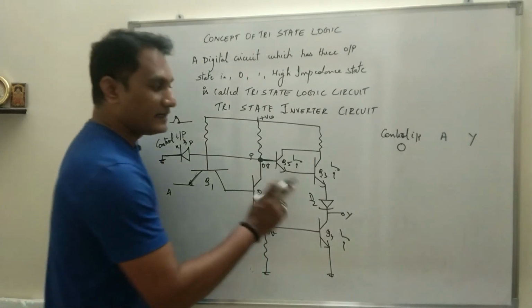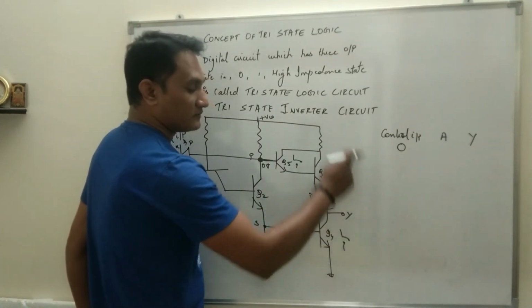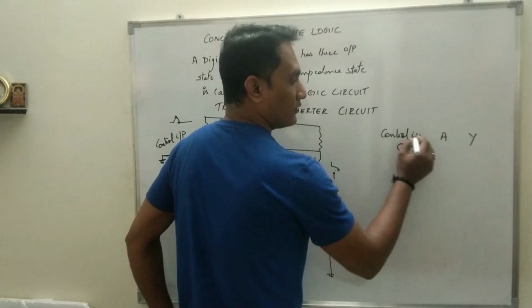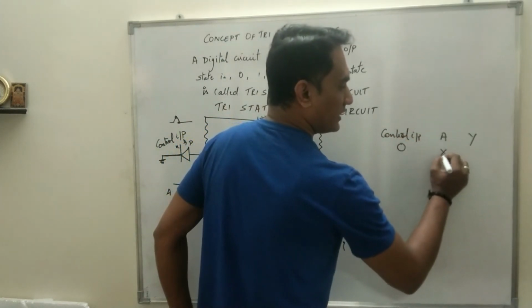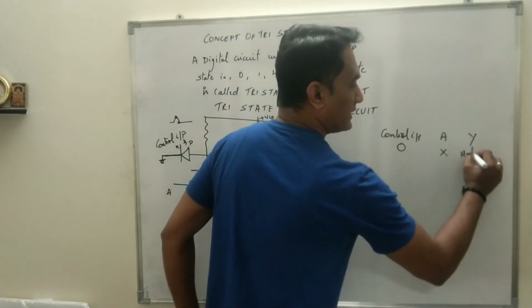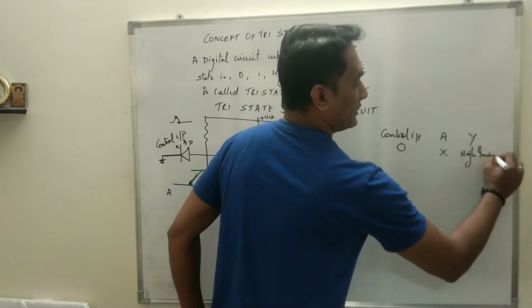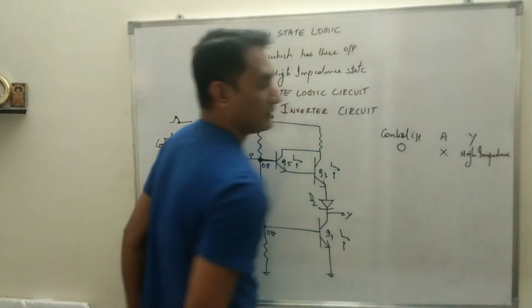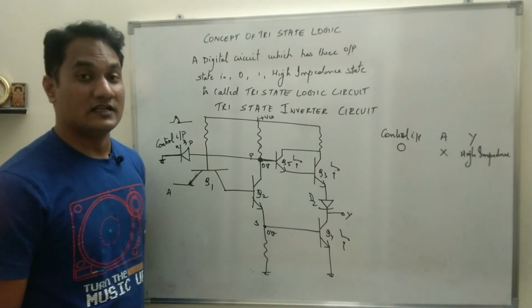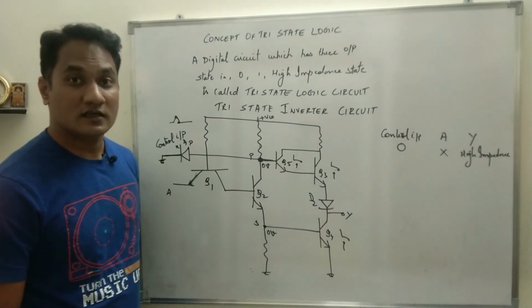So in that case, as no current is flowing through the output stage, when control input is 0, we don't care about the A condition. The output is high impedance state. High impedance means resistance at the output is very high because current is 0.